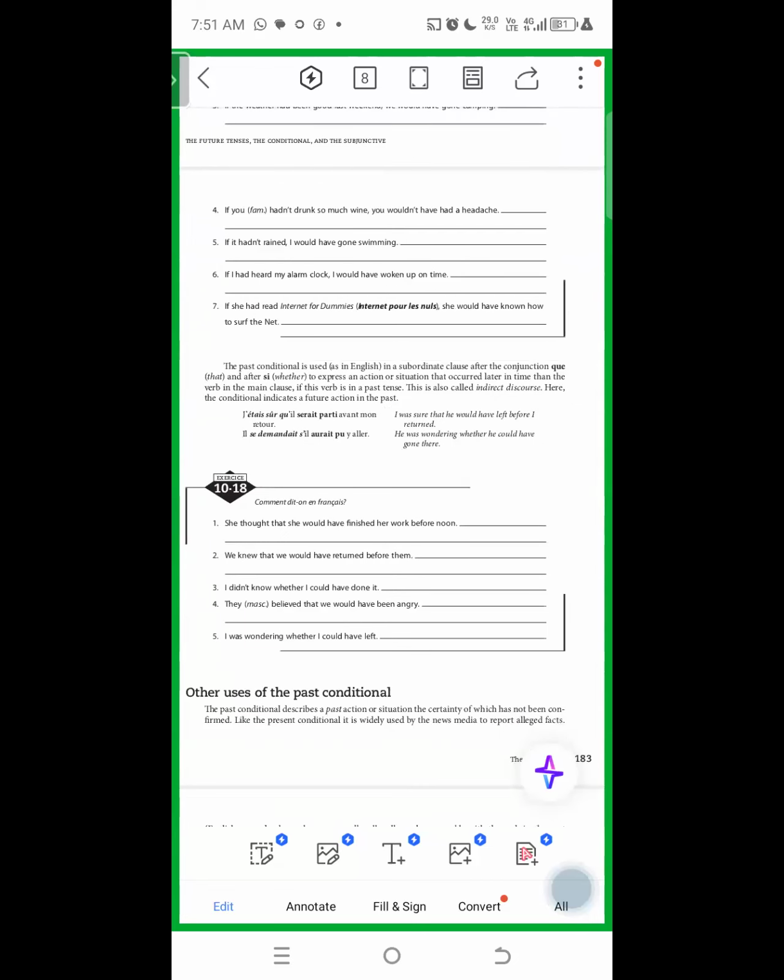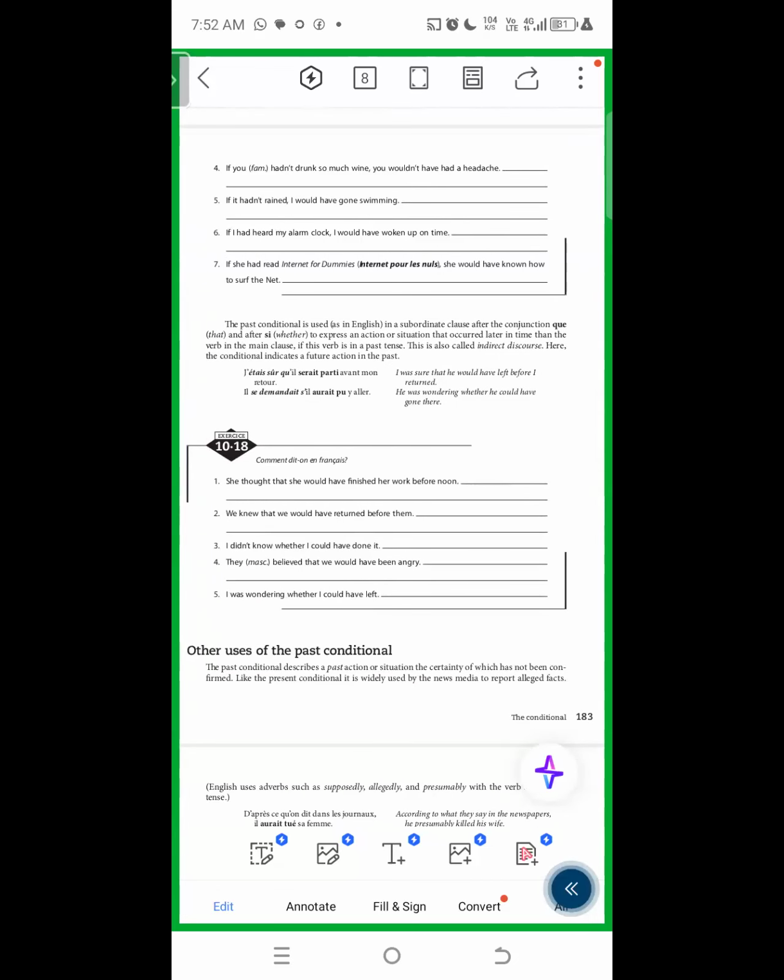Now, as you go further, you say the past conditional is used as in English in subordinate clauses. Remember, we have seen that also with the present conditional. When we say si je savais qu'il saurait, remember that. Now, j'étais sûr qu'il serait parti. I was sure that he would have left before I returned. So this also falls under the hypothesis, the conditional, the subjunctive, and the tense. We're going to see more of that later.